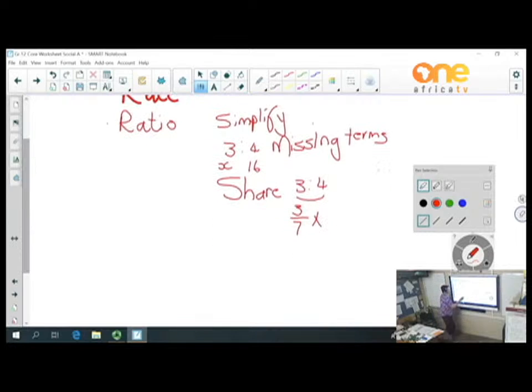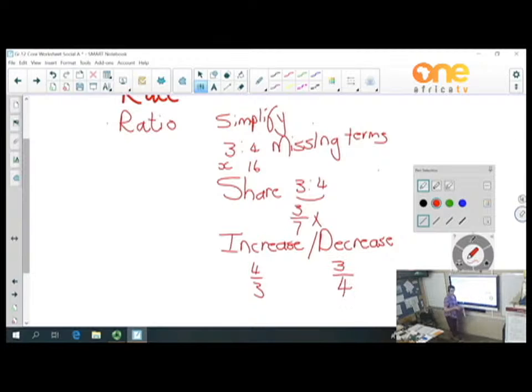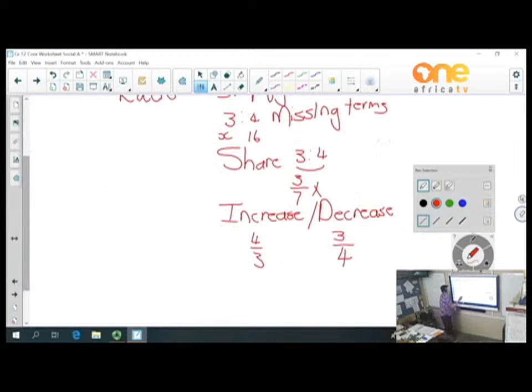And then we can increase or decrease in a certain ratio. What do we do when we increase? The biggest one is at the top. No, you don't add them. You put the biggest one at the top, so then it's 4/3. If you want to decrease, you put the smallest one at the top, and there's an automatic increase or decrease on that one. Another thing that we need to remember is percentages.